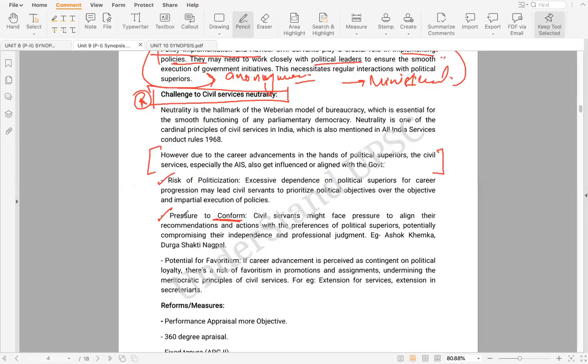There is also potential for favoritism. If career advancement is perceived as contingent on political loyalty, there's a risk of favoritism in promotions and assignments, undermining the meritocratic principles of civil services. So you have extension for services, extension in secretariats, etc., etc.